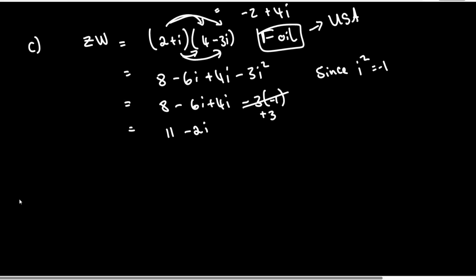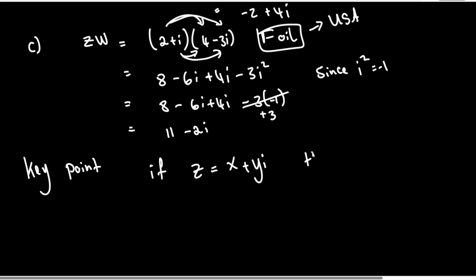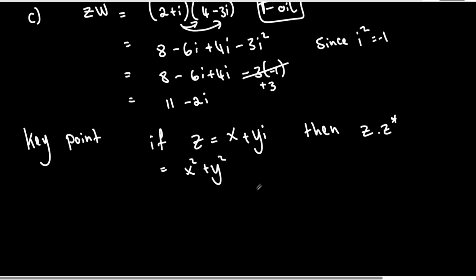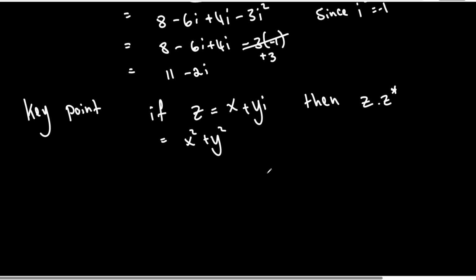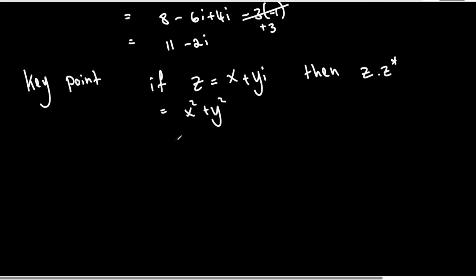Okay, let's look at a very, very important key point. One important key point is that if z is equal to x plus yi, then z times its conjugated form is always going to be x squared plus y squared. Okay, so a little cheat code. For instance, if you're trying to quickly finish off work, you can just remember that key point. So let's look at an example.